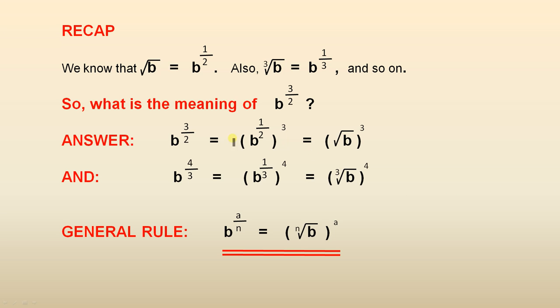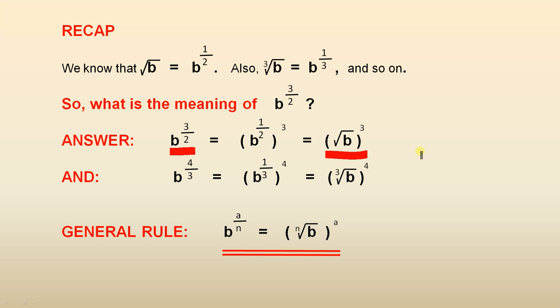Well, b to the power of 3/2 is b to the power of a half, because of that 2 there, and that's all to the third power. So it's b to the power of a half all cubed. Now b to the power of a half is the square root of b. So it's actually the square root of b all cubed. So b to the 3/2 is the square root of b all cubed.